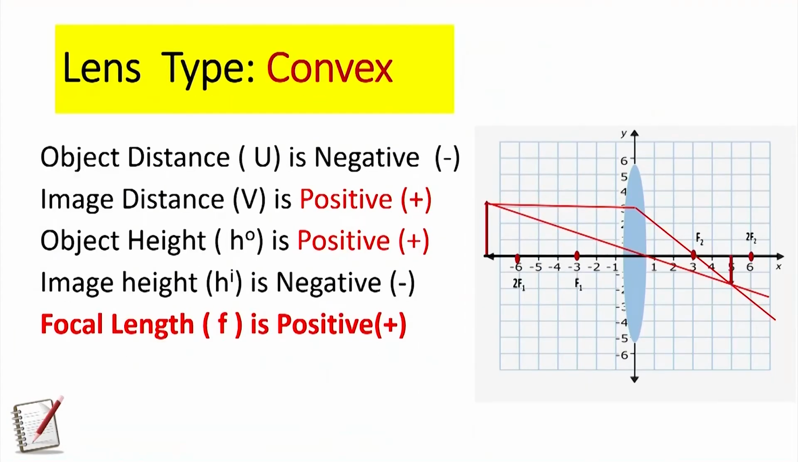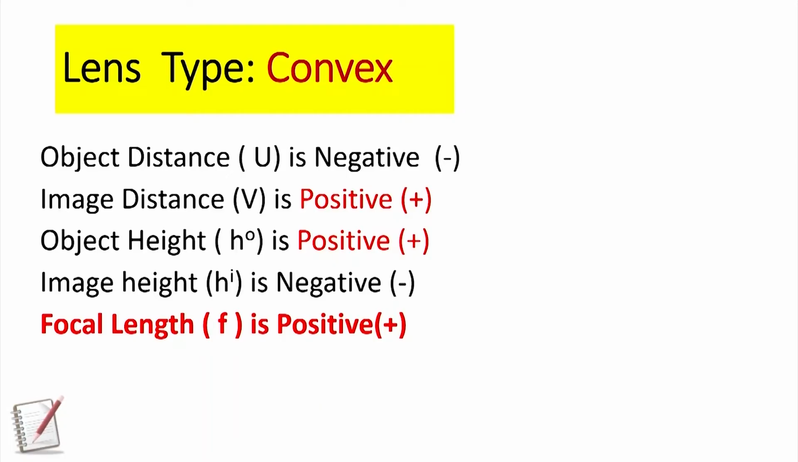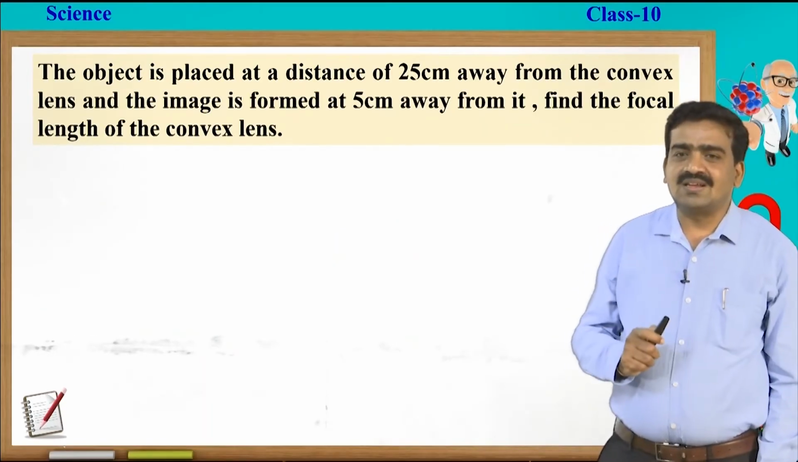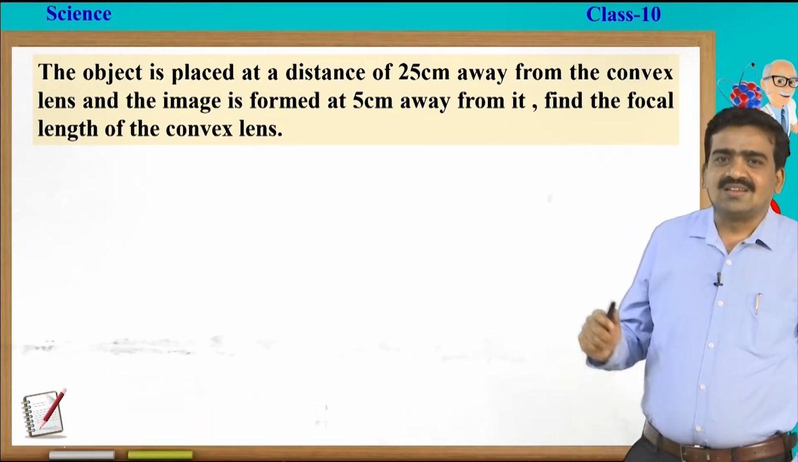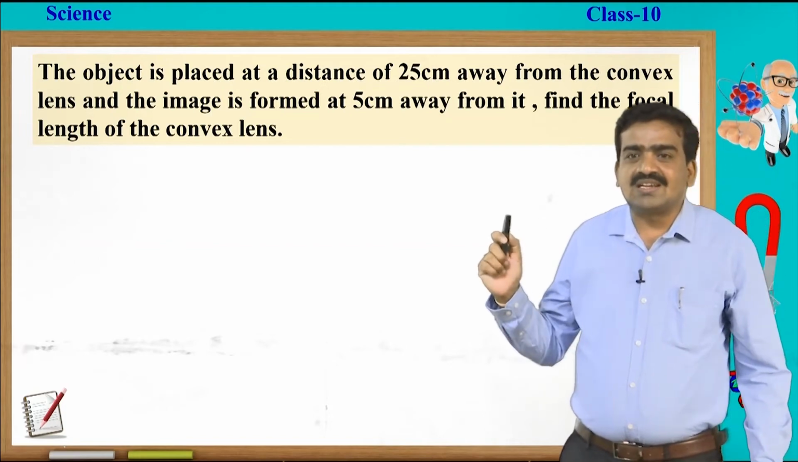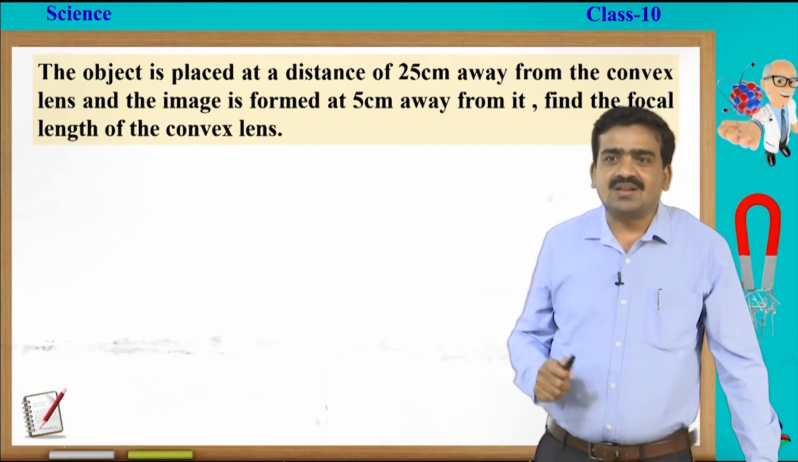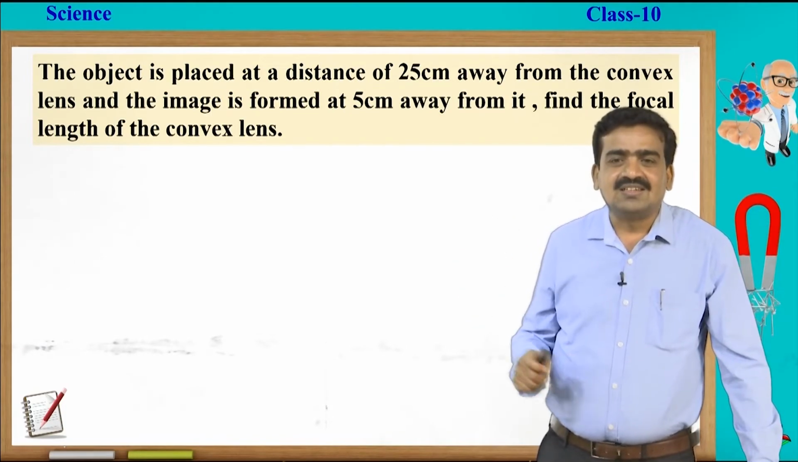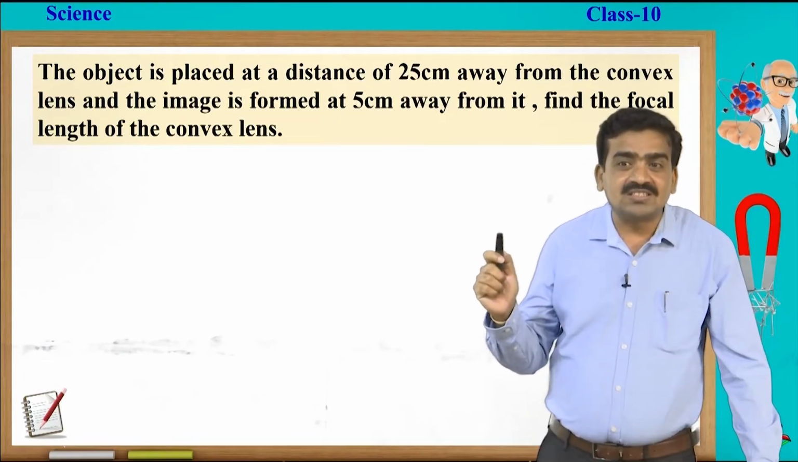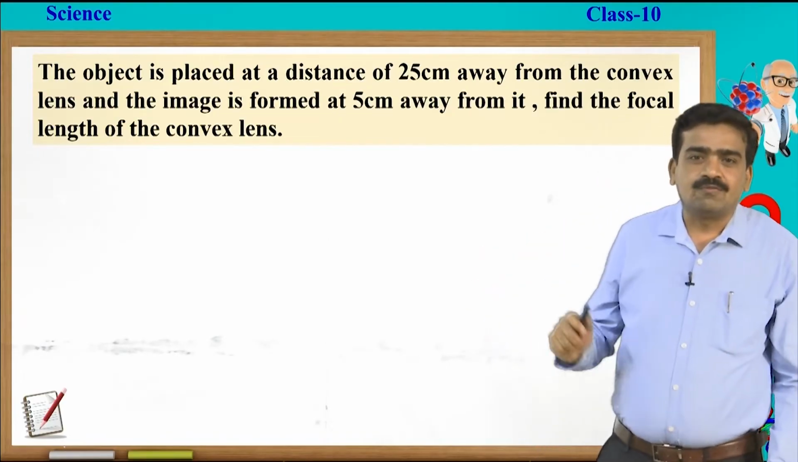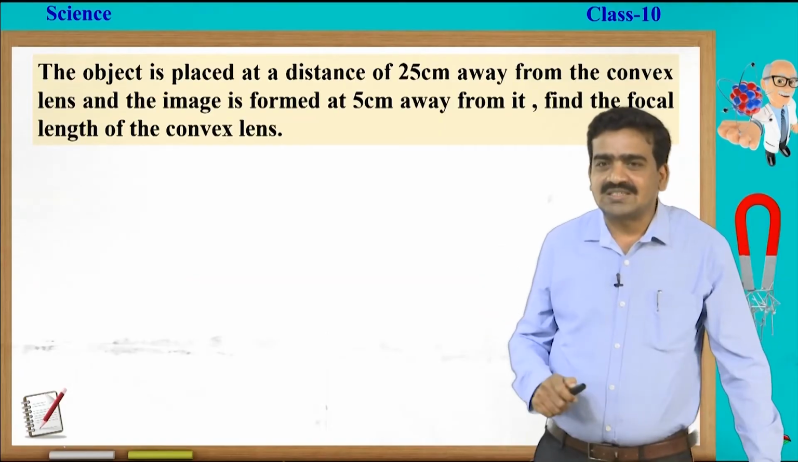With respect to the picture I am showing you, I have written all this sign convention for the convex lens. Let us solve a problem based on the convex lens. The object is placed at a distance of 25 centimeter away from the convex lens and the image is formed at 5 centimeter away from it. Find the focal length of the convex lens.